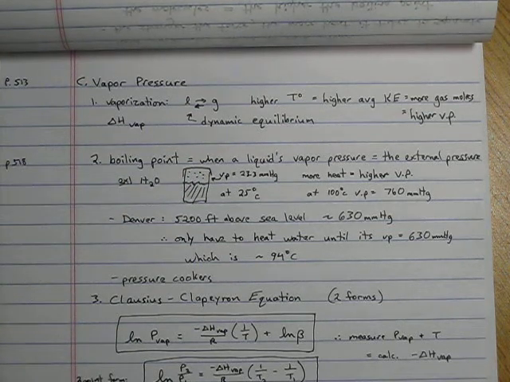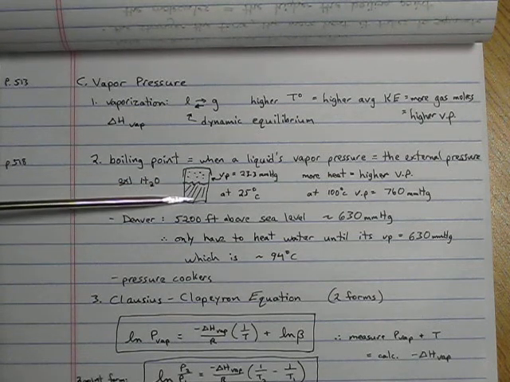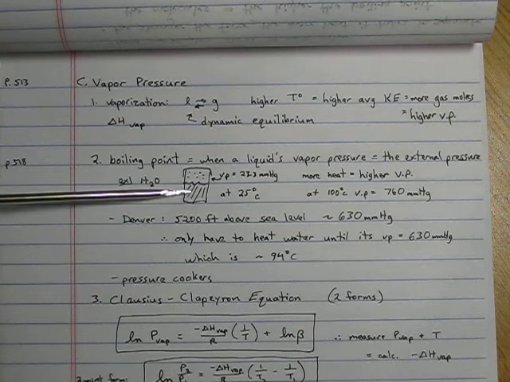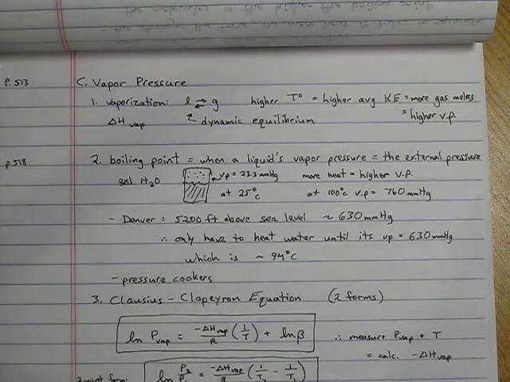We have to add enough heat to get the pressure up to 760 millimeters of mercury, then we can start boiling. And it turns out, in order to get that vapor pressure higher, we have to add so much heat to overcome those intermolecular forces. We have to heat it up to 100 degrees Celsius. Recall, water has hydrogen bonding, which is a particularly strong dipole-dipole force. That's why it takes a lot of heat.